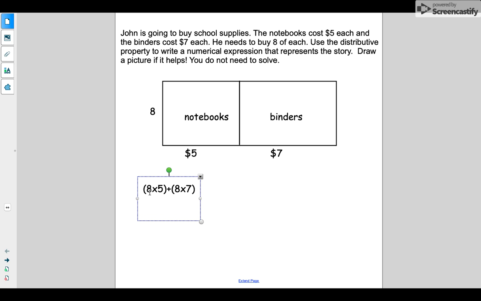Or I could put it in factored form, knowing that there's an 8 in both of these expressions, and write 8 times 5 plus 7. Both of these expressions would represent the visual that I just drew.